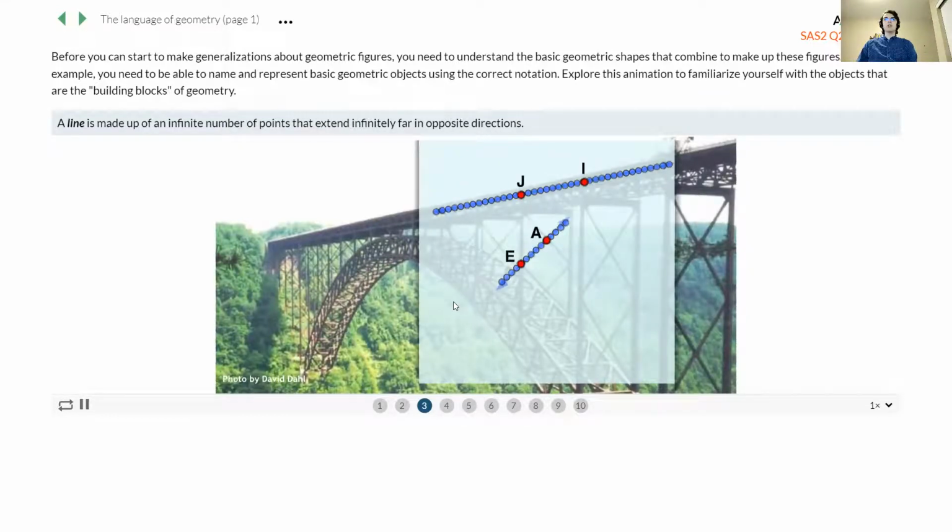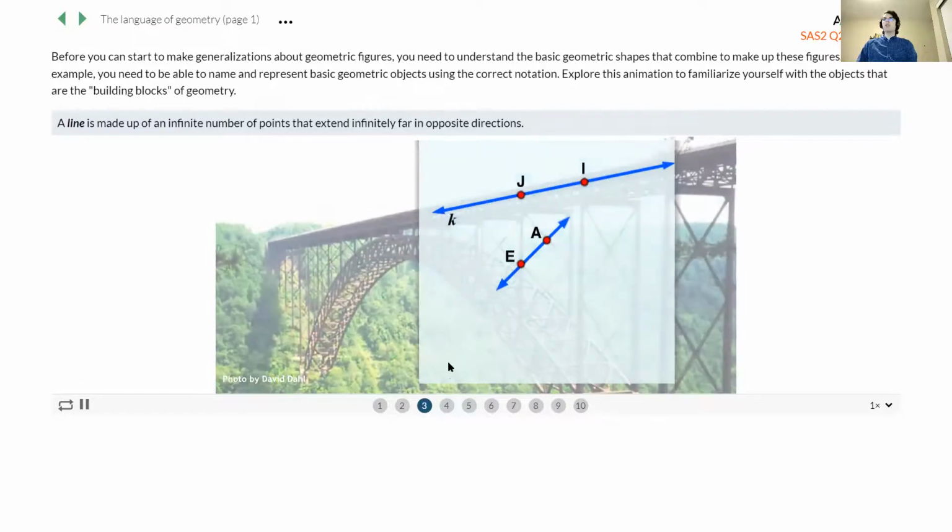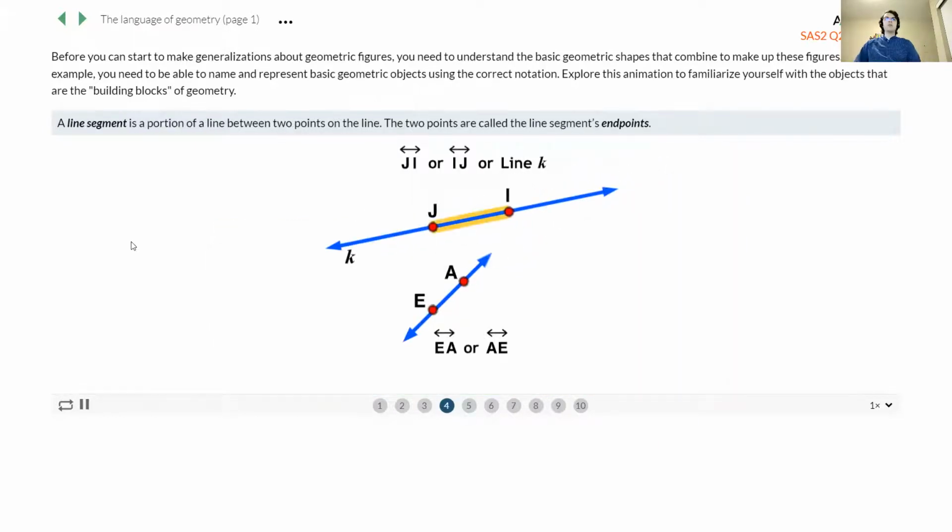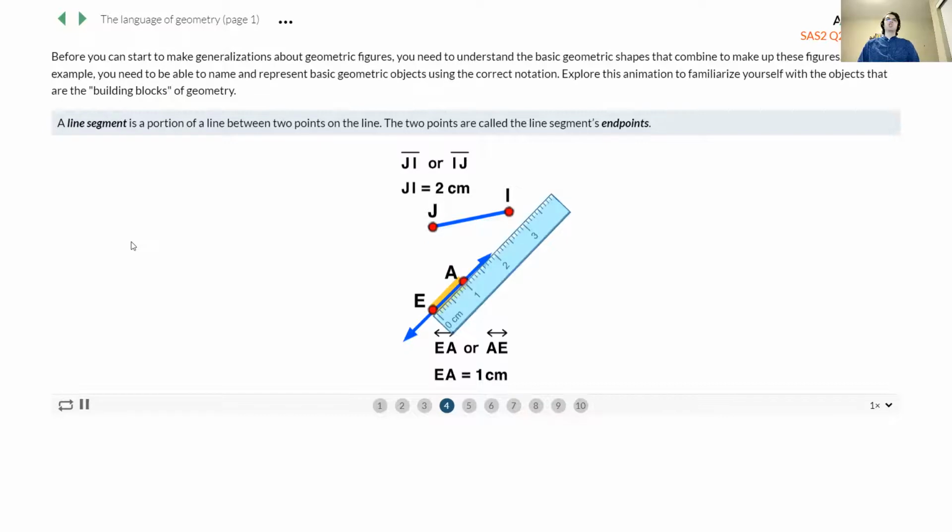I could think of this as, well, what if I don't want to go infinitely in a direction? So the basic way to do that is to use a line segment, a portion of a line between 2 points on a line. Those are called the endpoints of the line segment. So now JI is the line segment that is stopped by the points J and I.